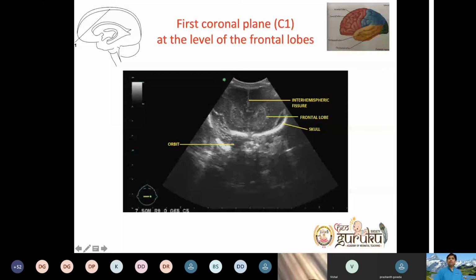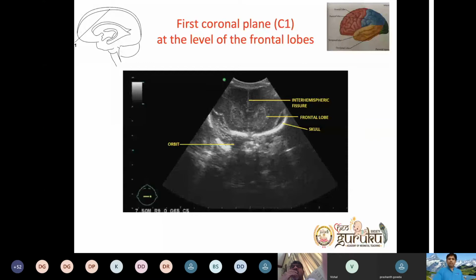If there is any lens dislocation also, if you're going with lower frequency where it penetrates the deeper structure, you can see dislocation of the lens, orbital ridge fracture. If periventricular leukomalacia is extended into the frontal lobe, you can see that as well.